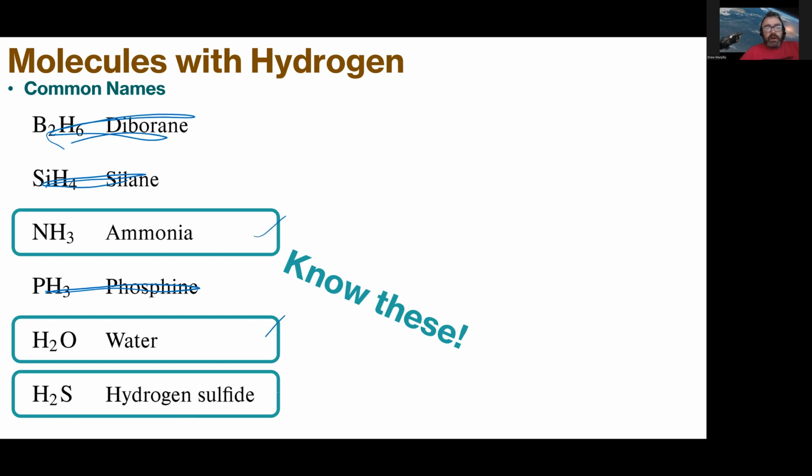Ammonia, water, and hydrogen sulfide. If you were to come up with a name, hydrogen sulfide is just dumb because it should be dihydrogen sulfide, but that's the IUPAC name. Hydrogen sulfide is the common name. Weird. Okay.